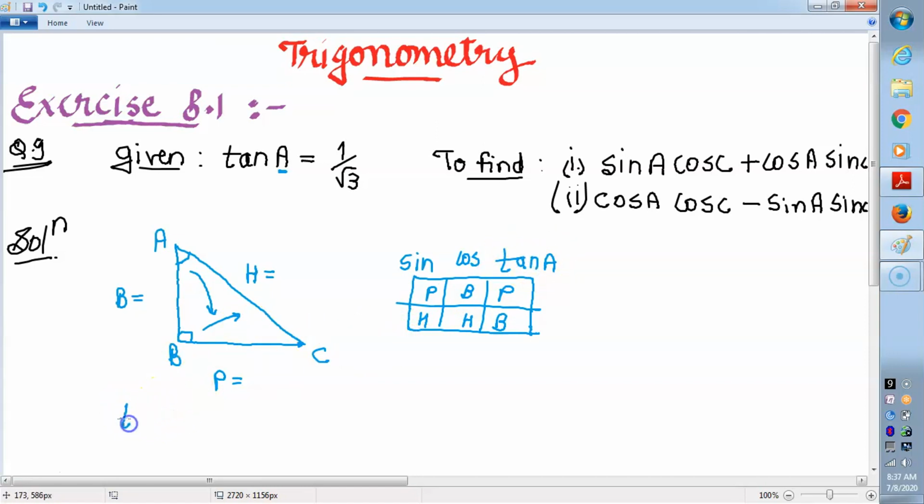Now, in our question, tan A is given, so let's write tan A. Tan A equals 1 by root 3. From the small table, we can check tan is always perpendicular upon base, which in our triangle is BC upon base AB. So, we write BC upon AB is 1 upon root 3.